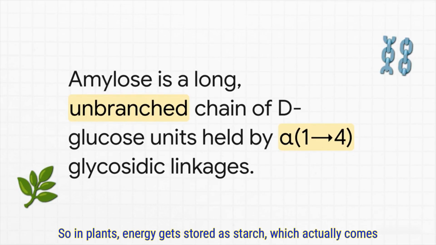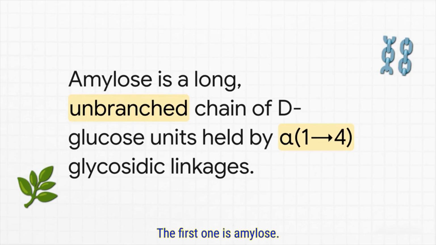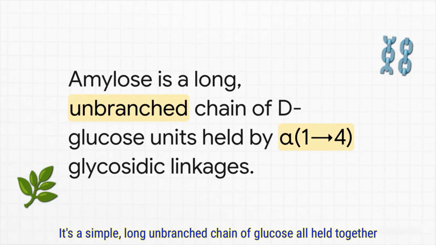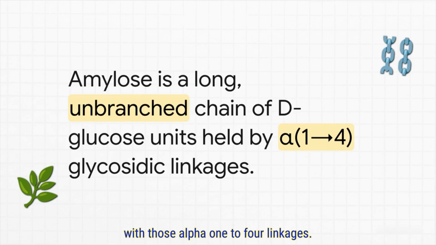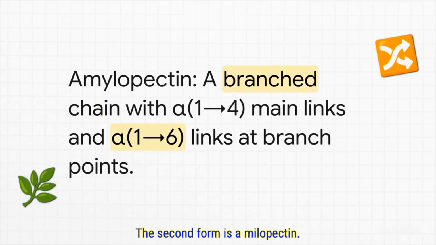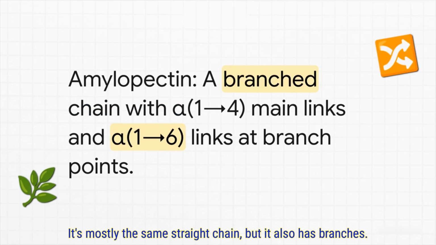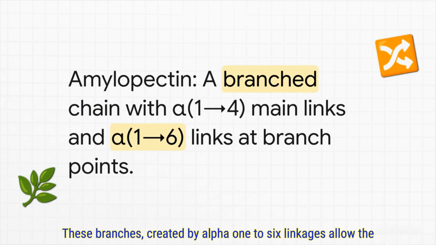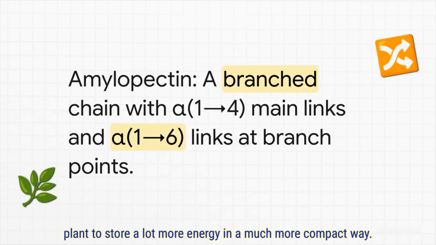So in plants, energy gets stored as starch, which actually comes in 2 forms. The first one is amylose. It's a simple, long, unbranched chain of glucose, all held together with those alpha 1 to 4 linkages. The second form is amylopectin. This is a bit more complex. It's mostly the same straight chain, but it also has branches. These branches, created by alpha 1 to 6 linkages, allow the plant to store a lot more energy in a much more compact way.